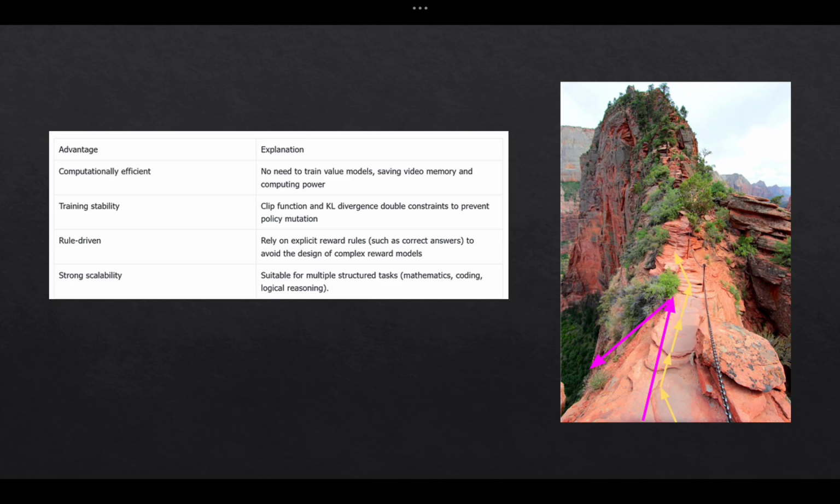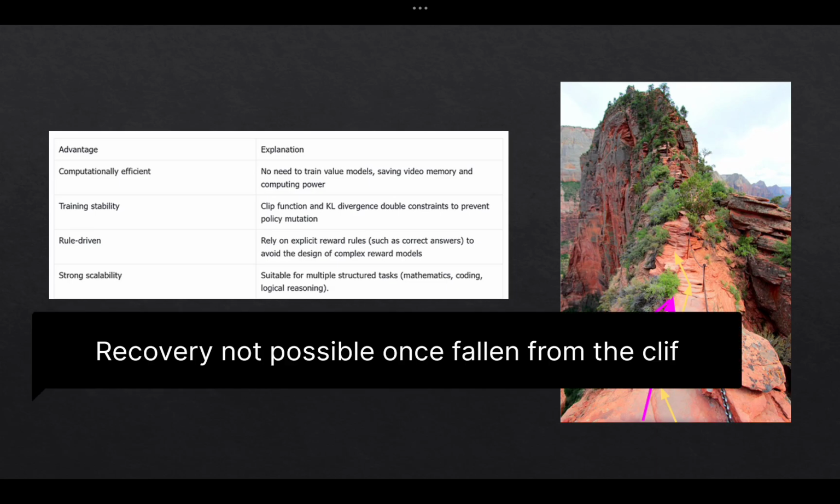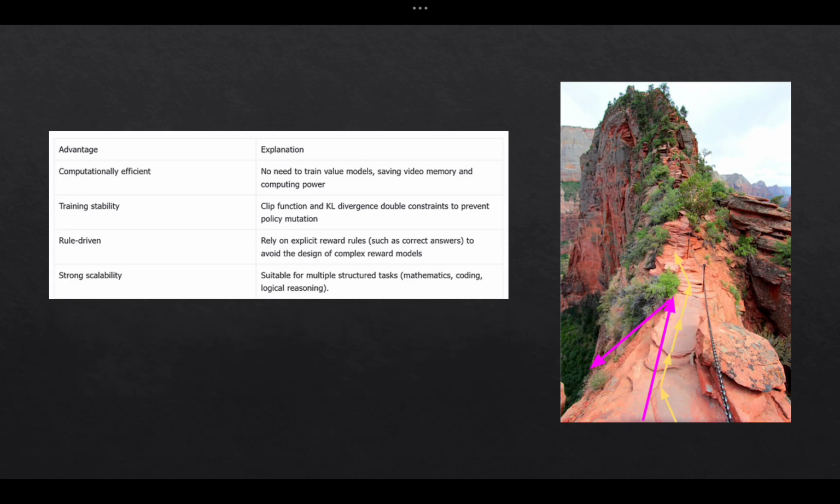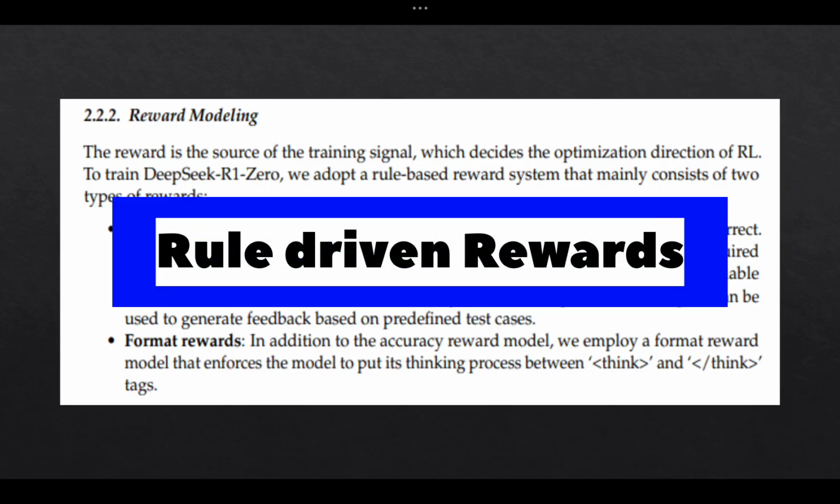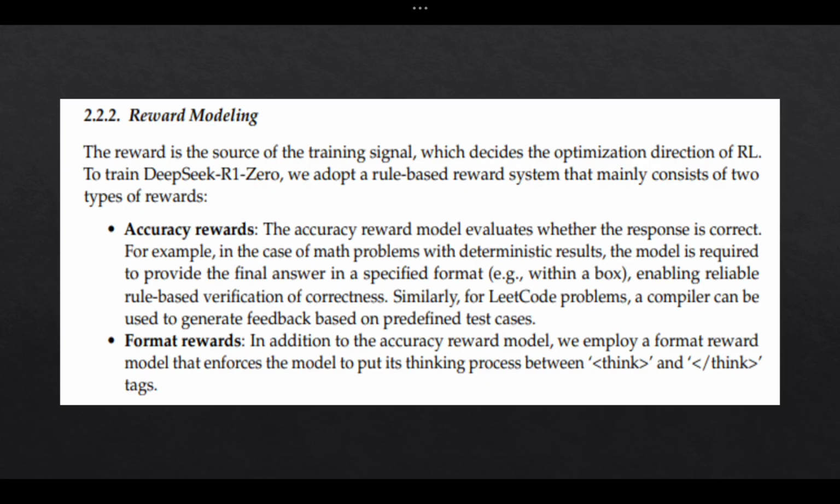So the training stability is mainly due to the concept of the clip function and KL divergence, which will keep the policy from falling off the cliff, and it will try to follow the original base policy, but again it will make certain updates on the existing policy, right? So with this, let's talk about this rule-driven reward system.